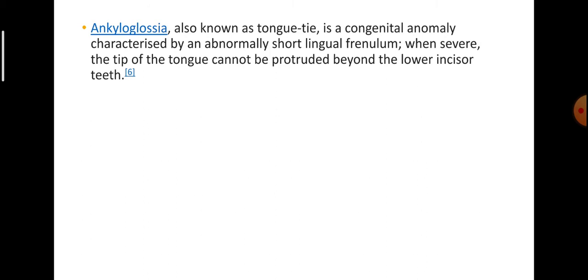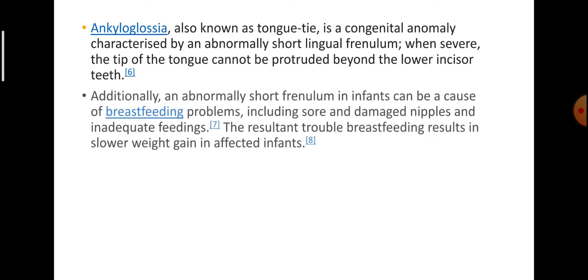Ankyloglossia, also called tongue tie, is a congenital anomaly characterized by an abnormally short lingual frenulum. When severe, the tip of the tongue cannot be protruded beyond the lower incisor teeth.